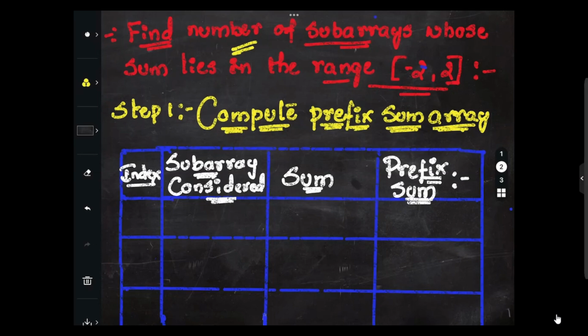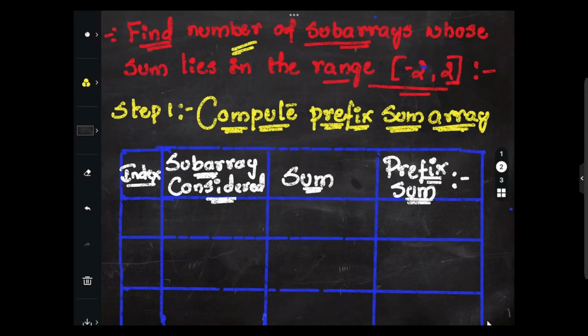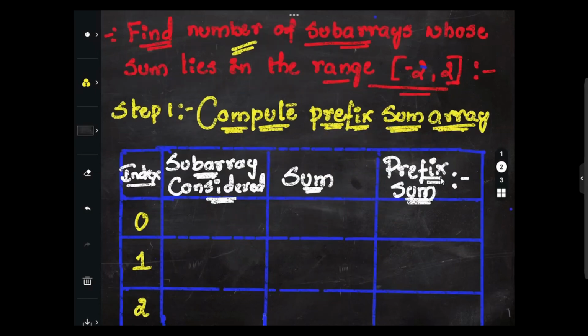First step will be computing the prefix sum array. As I have said, we will be computing the prefix sum array for the nums, right? Indexing starts from 0. This we have to keep in mind. Indexing starts from 0, 1, 2. Why? We are considering this one, right? -2, 5 and -1 we need to consider.